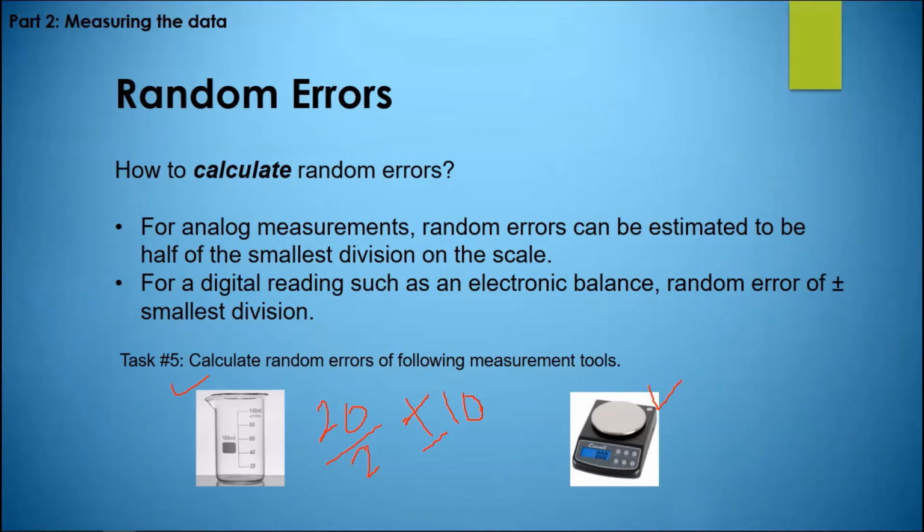And for this one, the digital reading, which is an electronic balance, in this case the smallest division is 0.00. That's the smallest decimal point, right? So our reading will be plus or minus 0.01. This will be the uncertainty for this electronic balance.